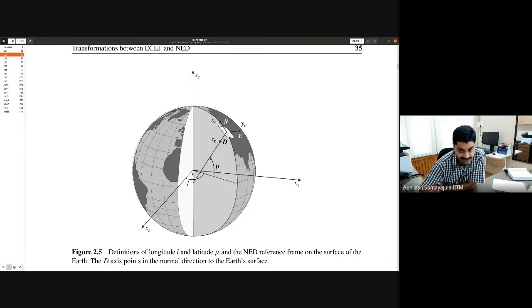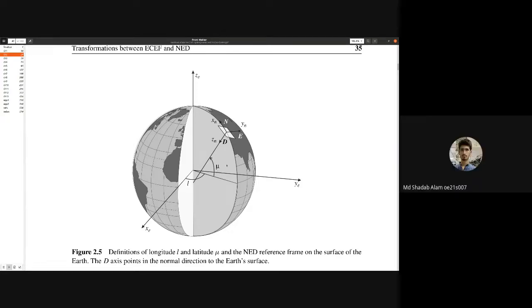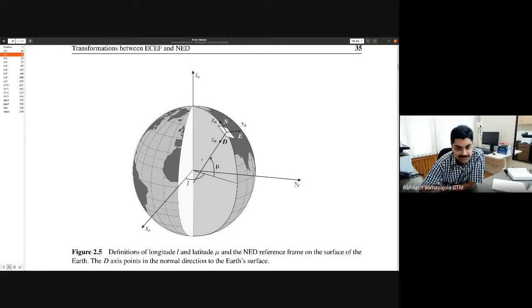But that's fine. The angle that the normal direction makes with the equator plane is defined as mu. That is our latitude, and this is our longitude. Making sense?